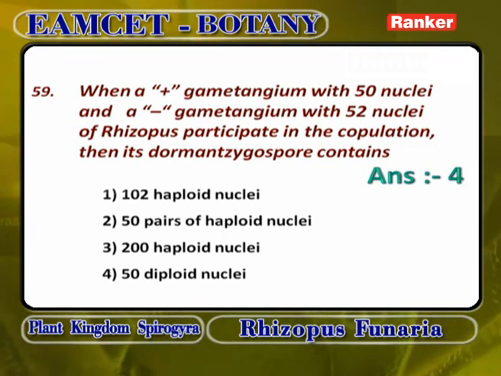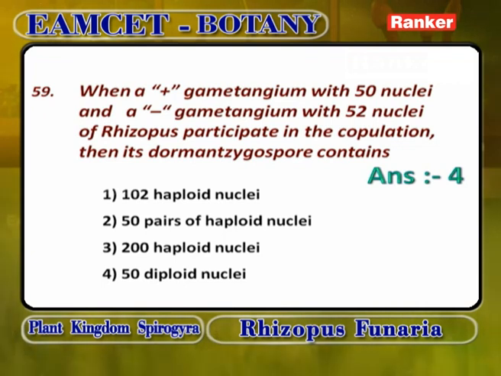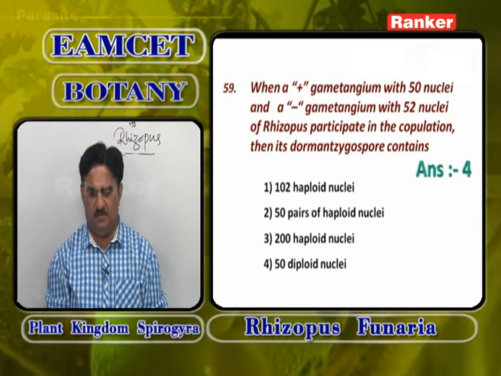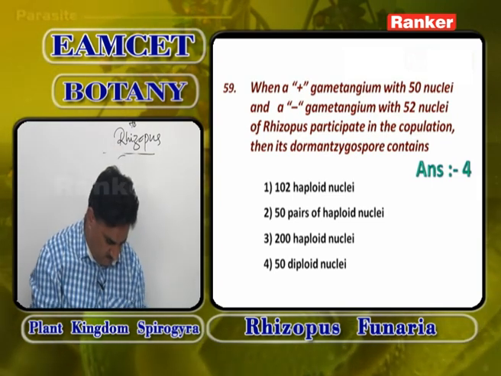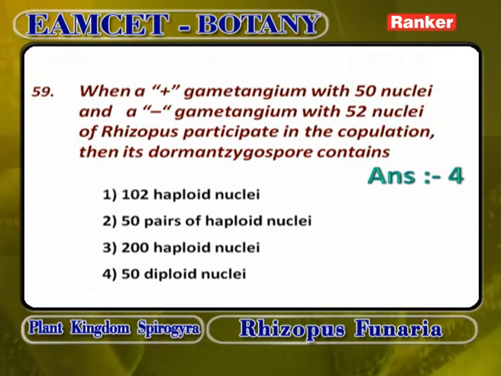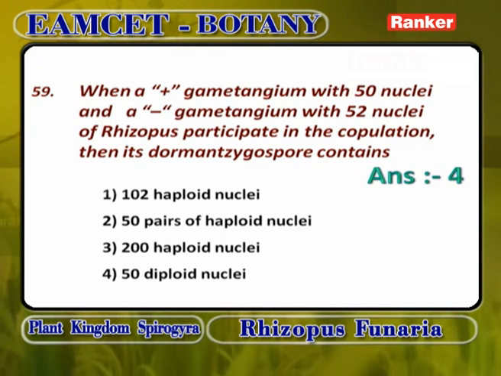So, the question asked here is about the dormant zygospore. So, the answer is 50 diploid nuclei. The dormant zygospore contains 50 diploid nuclei. When a plus gametangium with 50 nuclei and a minus gametangium with 52 nuclei participate in copulation and produce the zygospore, the dormant zygospore definitely has 50 diploid nuclei. So, the fourth is the option.